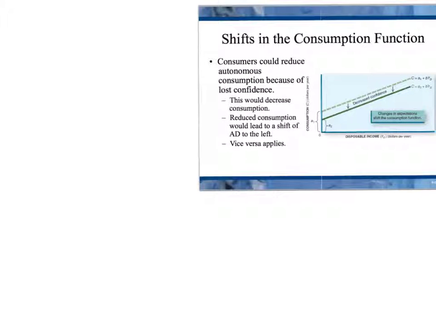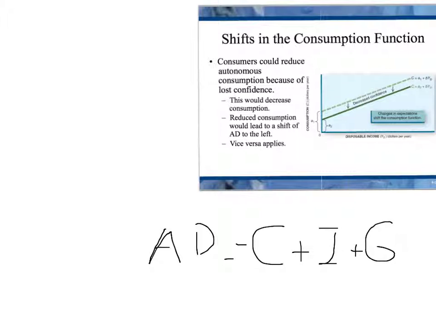So here, let me write it again, aggregate demand curve is equal to consumption plus investment plus government spending plus net exports. So what happens during the recession? Consumption decreased. Why? Because of the decrease in the confidence in the economy. Since consumption decreased, this whole equation should decrease, which will cause the aggregate demand curve to decrease.